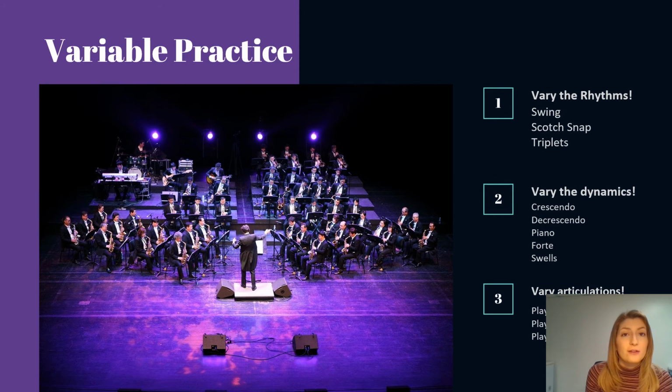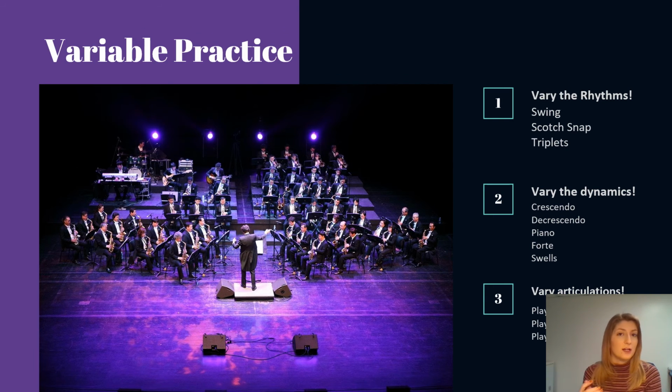So the first thing you could vary is the rhythms. Instead of playing the rhythm as written, you could play it swung, which would sound like 1, a 2, a 3, a 4. Scotch snap would sound like the opposite of swing. It would sound like 1E, 2E, 3E, 4E. And then finally you could practice it in triplets, triplet, triplet, triplet, triplet.